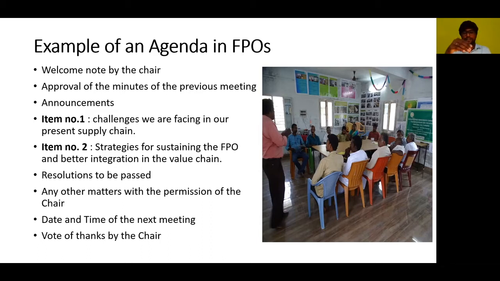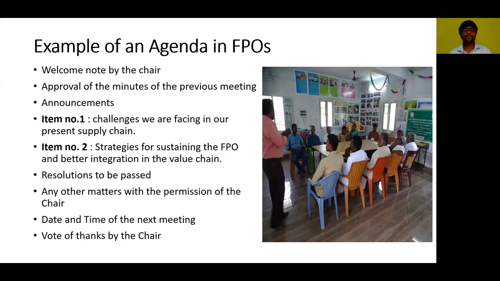Next, as we have to discuss the controversial matters or the main part, we should discuss the main key issues. The FPO will be discussing issues like the challenges we are facing in our present supply chain. As an FPO is mainly dependent on supply chains, the members of the FPO sit together and discuss the challenges they are facing in the present supply chain. That is item number 1, which they are going to discuss in the present meeting.